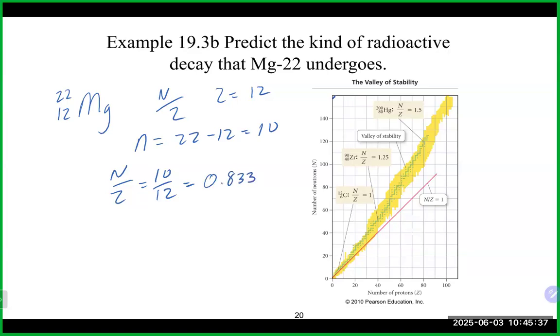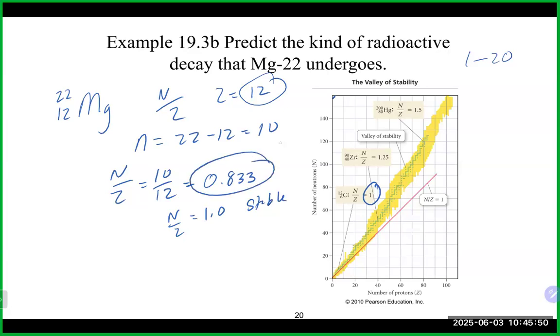That gets us 0.833333. Now, magnesium is between 1 through 20, which means a stable ratio is 1. And here we can see we are too low. So in this case, we're kind of down here. We need to bring it up to our belt of stability. That can be done, again, by one of two things: either a positron emission or electron capture.